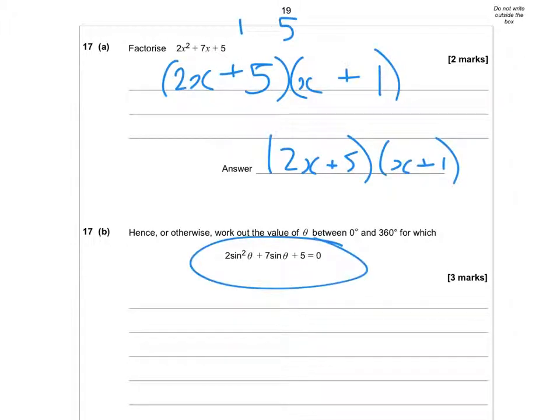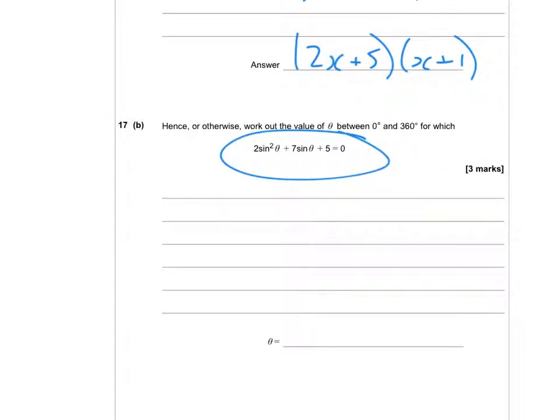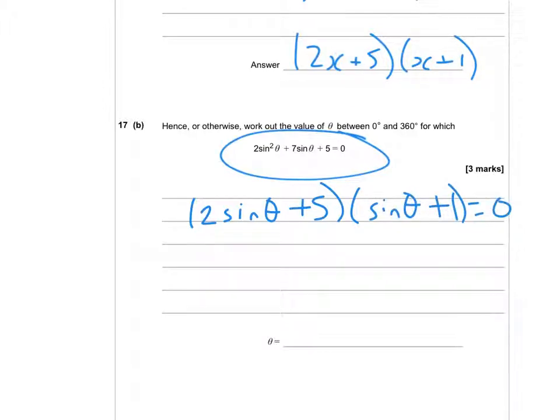And I should notice that they've replaced x with sine theta here. So you get one mark just for writing 2 sine theta plus 5, sine theta plus 1 equals 0. So sine theta equals minus 2.5, or sine theta equals minus 1.